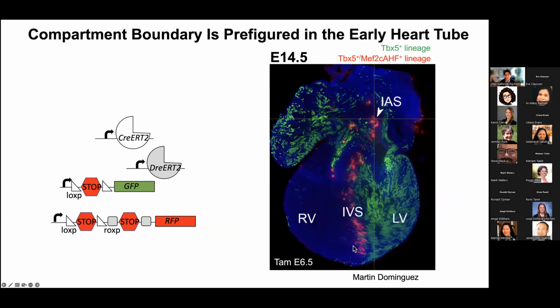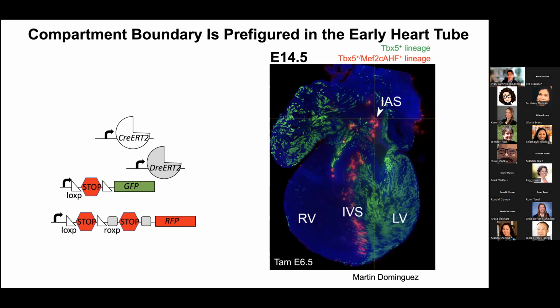So here in this image, this is embryonic day 14.5 after the completion of ventricular septation. Here, the green lineage is the same as in the other slide. So this is the TBX5 positive lineage. And now the red lineage is the superimposed double positive lineage, the TBX5 and MEF2C positive lineage.